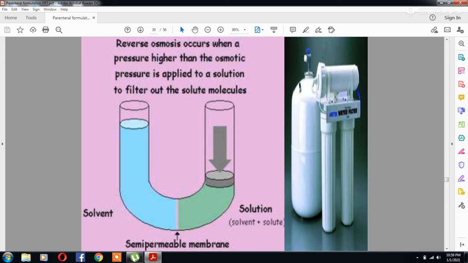Reverse osmosis occurs when a pressure higher than the osmotic pressure is applied to a solution to filter out the solute molecules. You can see here, these are the solvents and this is the semi-permeable membrane, while the solute and solvent, when they are combined, form a solution, and this is a semi-permeable membrane.